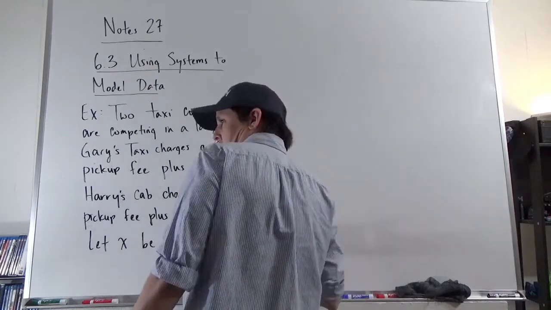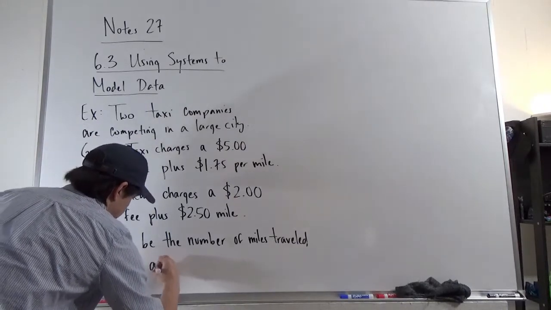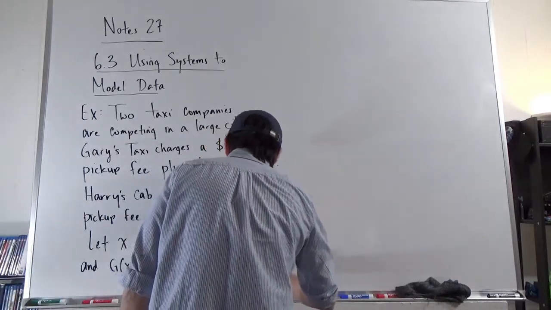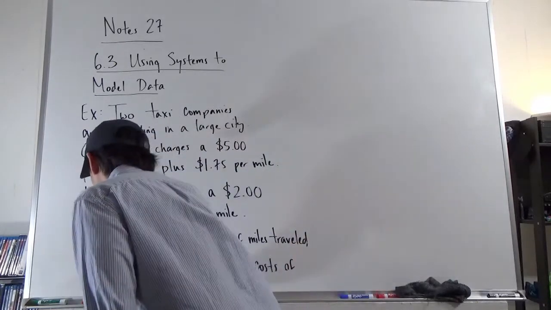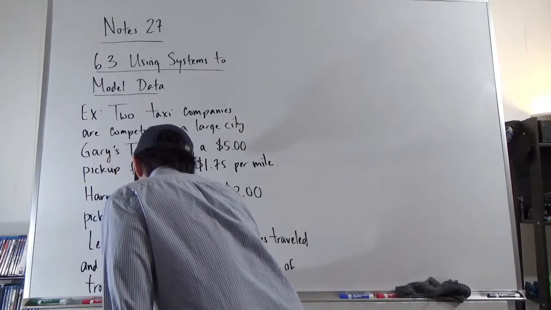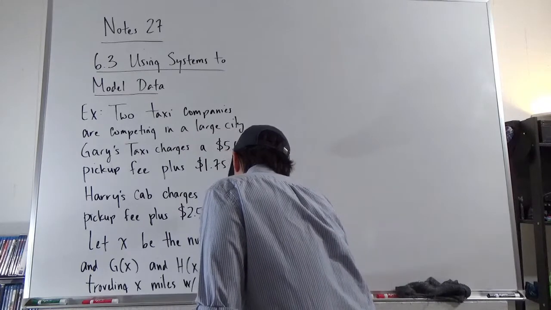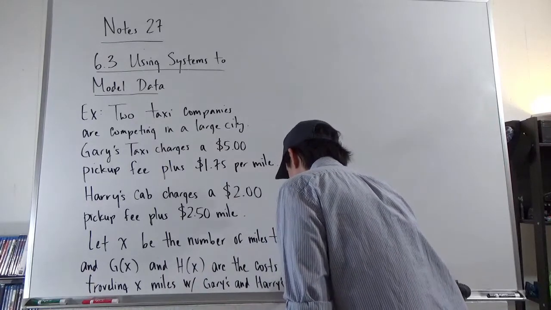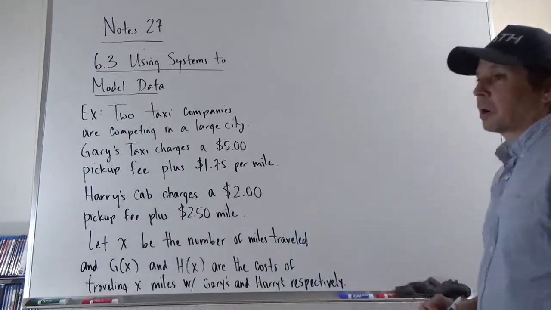Yikes, this is going long. g of x and h of x will be our two functions, the costs of traveling x miles with Gary's for g of x and Harry's for h of x respectively, meaning Gary's is g, Harry's is h. Okay, I did not anticipate taking up the whole board with the problem, but there we go.